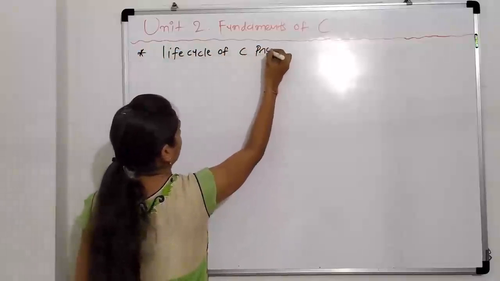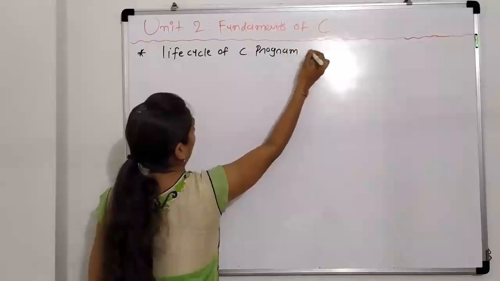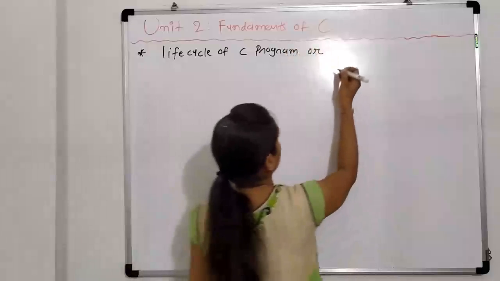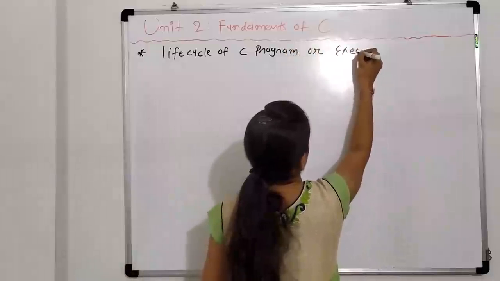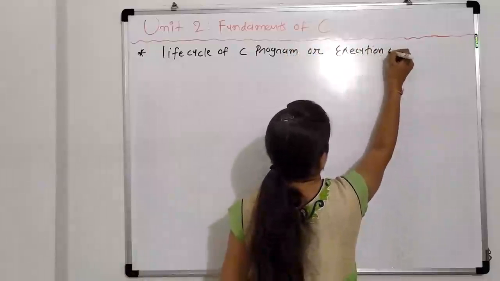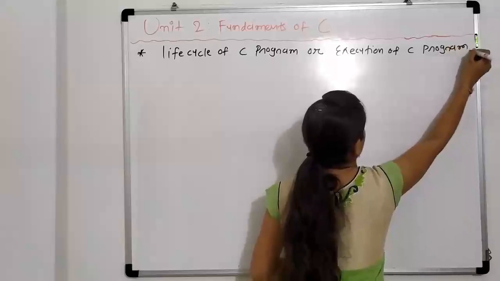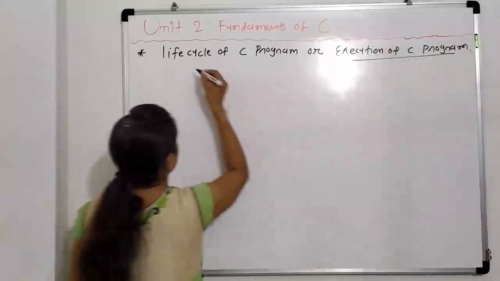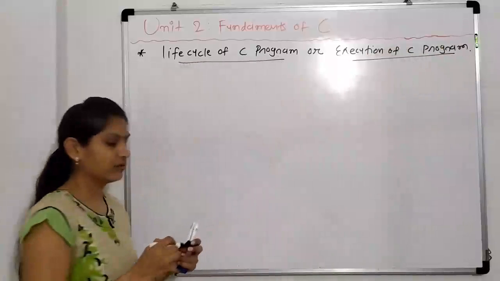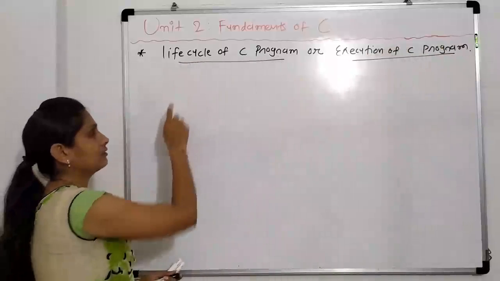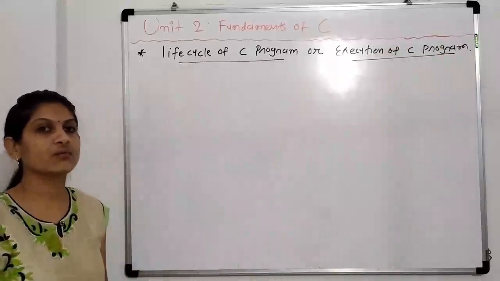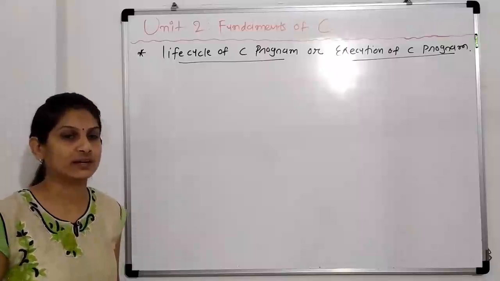Now in the theory part, we start with the life cycle of C program, or we can say the execution of C program. How we are executing our program is our theory title, or we can say the life cycle for a C program. For that we have to draw the flow chart.